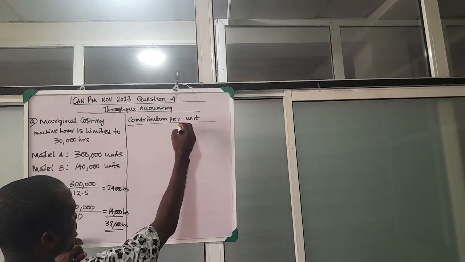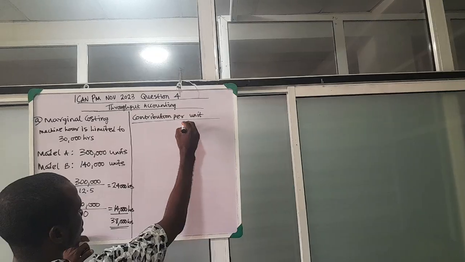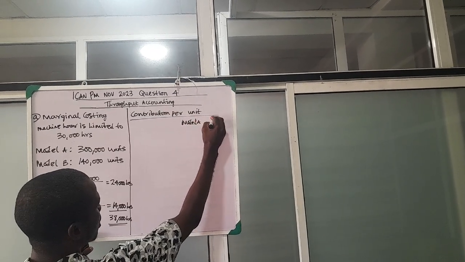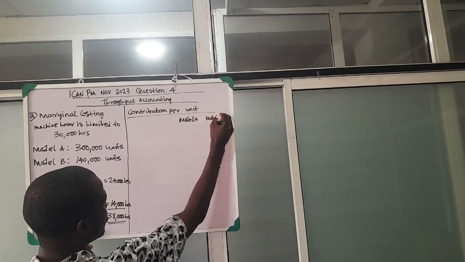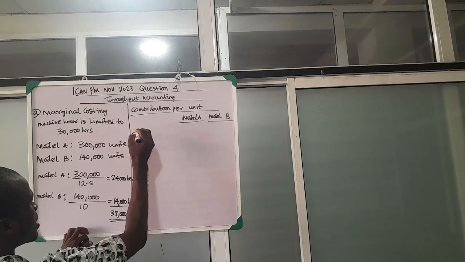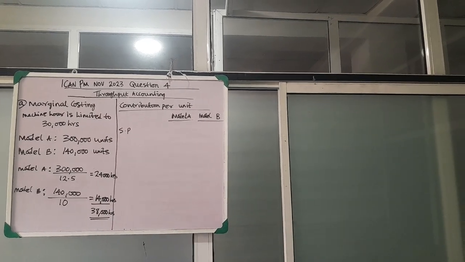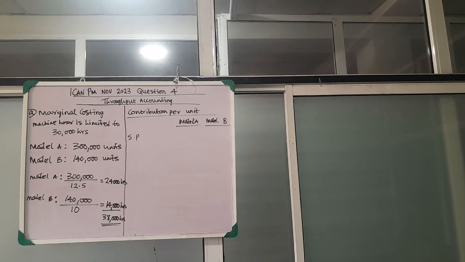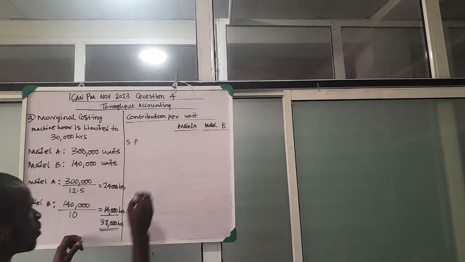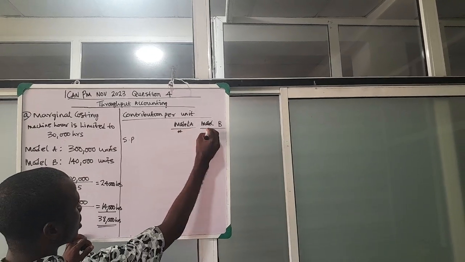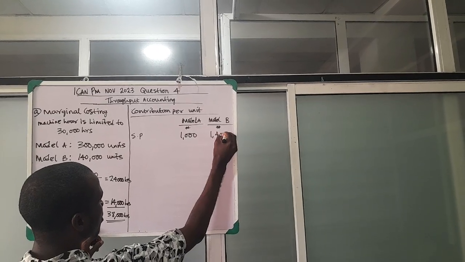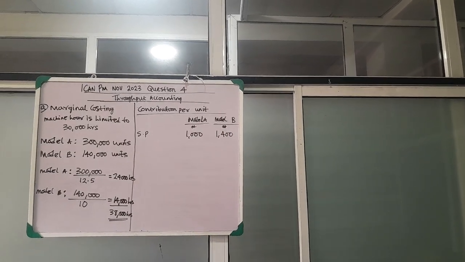I'll just say model A and model B. For model A and model B, I have sales price. The selling price as given in the equation is model A 1,000 and model B 1,400. That is what is provided as the selling price.